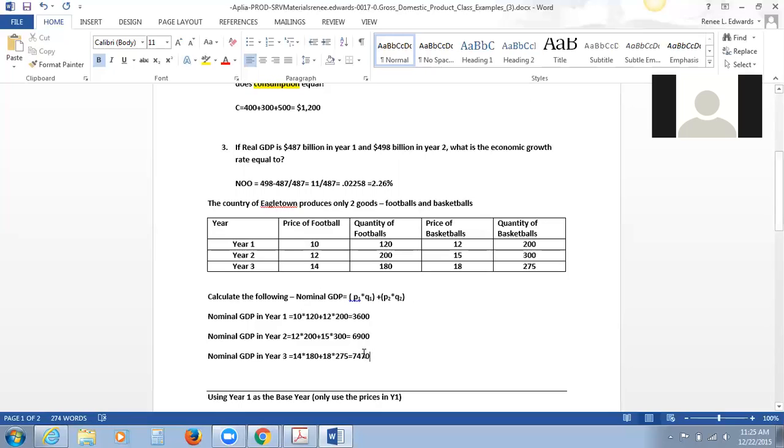And see if you can tell, it looks like GDP has gone up every single year, right? 3,600 to 6,900 to 7,470. So it looks like we're obviously more productive than we were. But that's not necessarily telling us the real deal, because what could be happening, if you notice, the prices are going up from 10 to 12 to 14. So nominal GDP can increase simply because there's a change in price. It does not mean we're more effective or more productive. Therefore, you have to use real GDP.